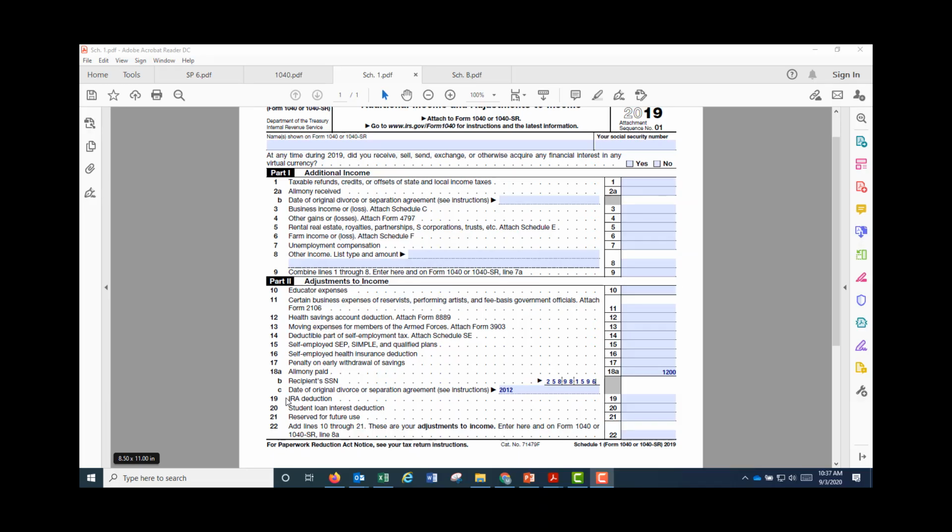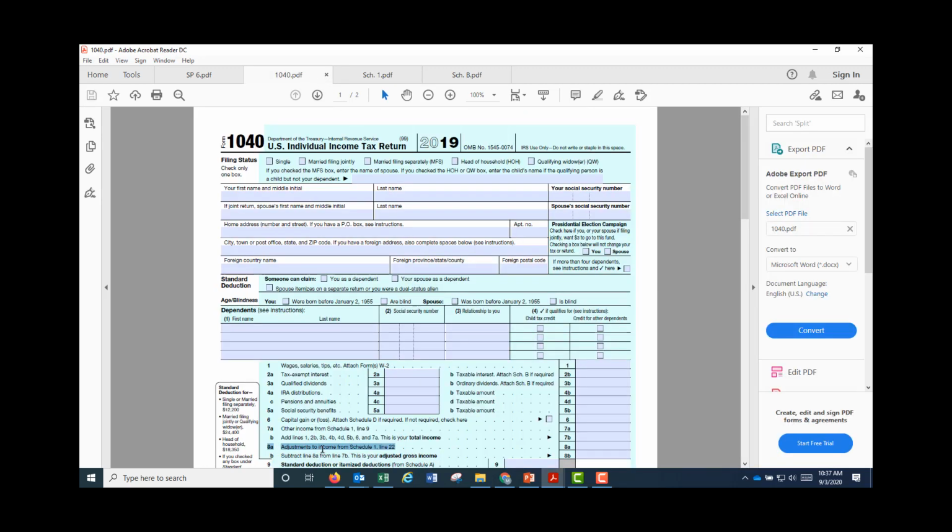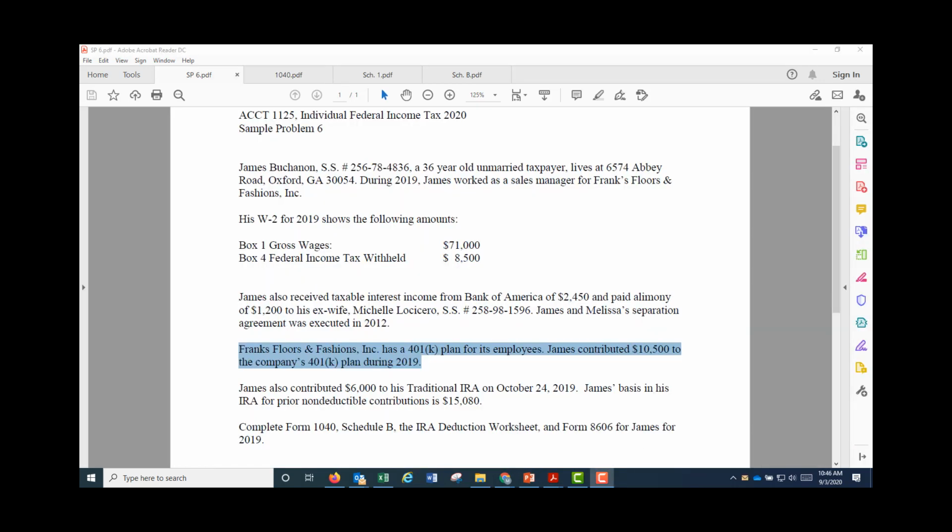In this sample problem, we will have an IRA deduction, which will utilize the IRA worksheet to obtain the amount for line 19. And then the total on line 22 would carry over to line 8 of Form 1040. Again, line 8 is adjustments to income from Schedule 1, line 22. Back to the sample problem.